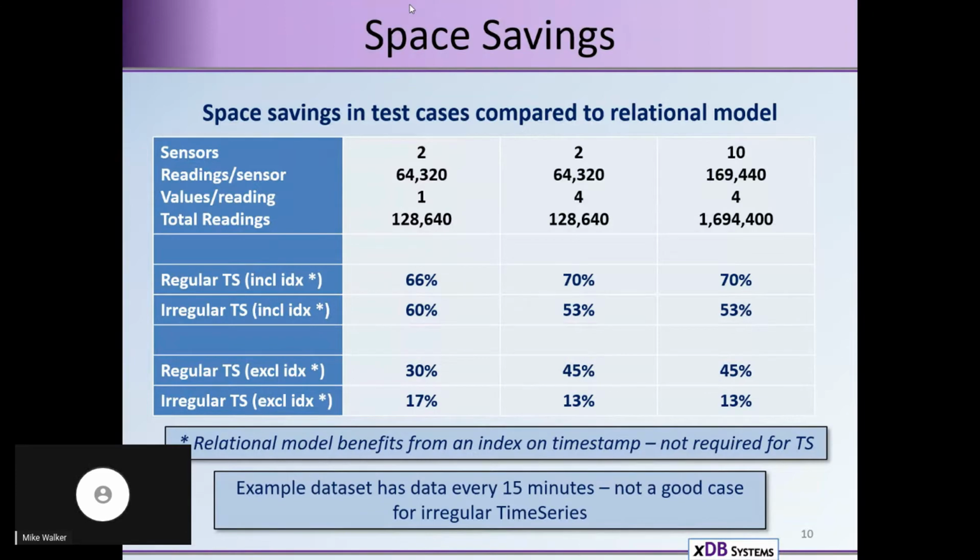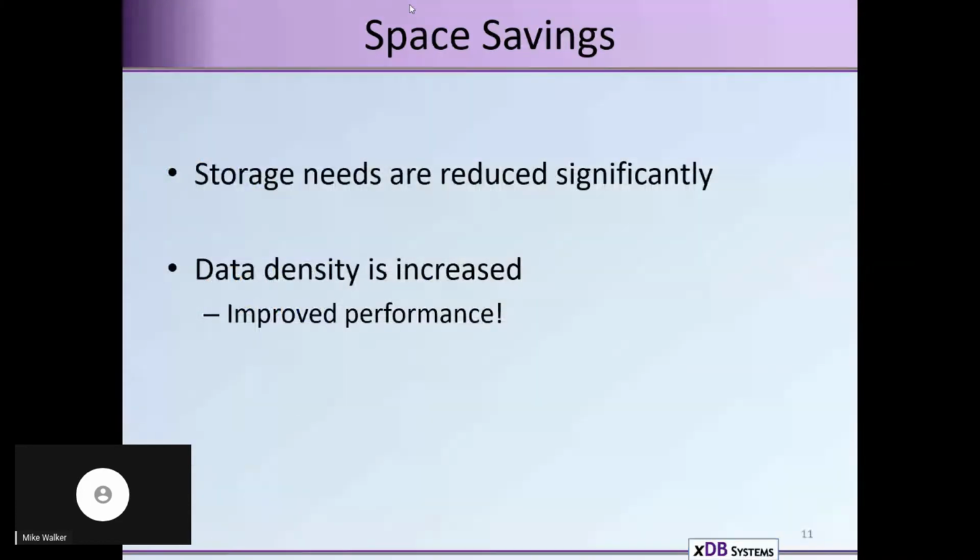Now we see that the regular time series is stored more efficiently than irregular, but this was really not a good use case for irregular time series because the data was coming in at regular intervals. So we were incurring overhead by storing a timestamp when really it was not necessary. With time series, you can really reduce the amount of storage that you need.